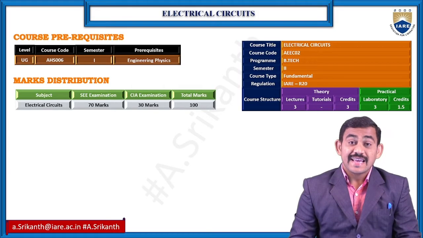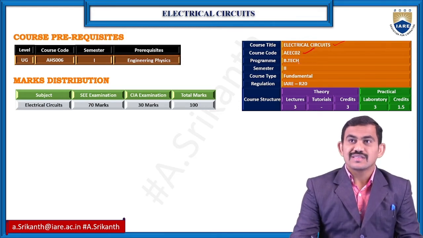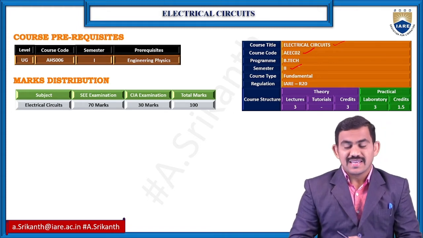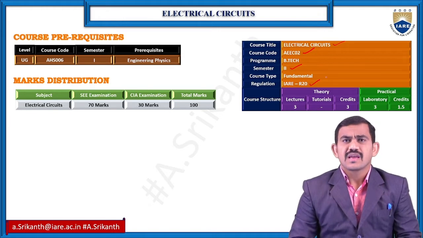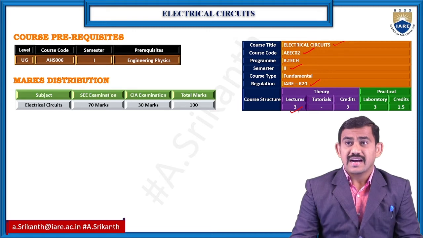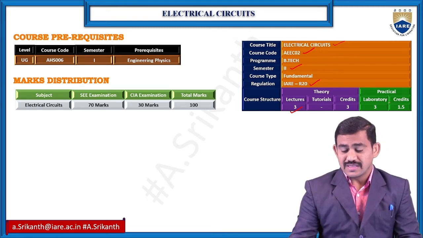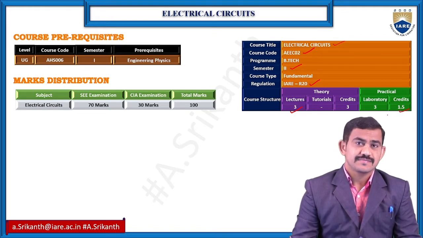Coming to our course, that is Electrical Circuits, and the code is AWC02. This is for the second semester, guys. BTech second semester, and the regulation is IARE R20. We have 3 credits for this subject, and for this subject we have a laboratory also. For that laboratory we have 1.5 credits.